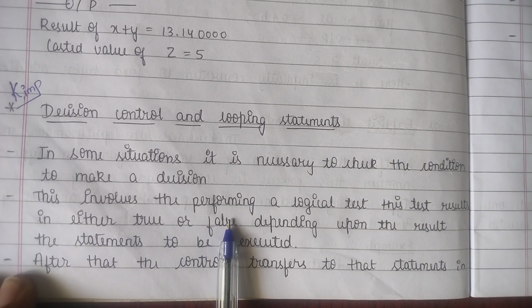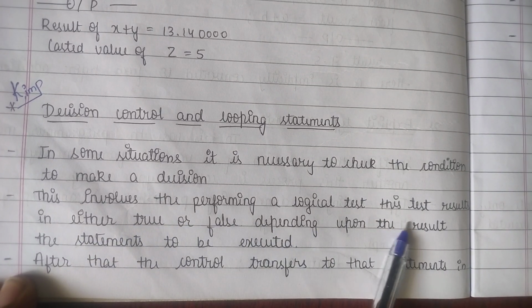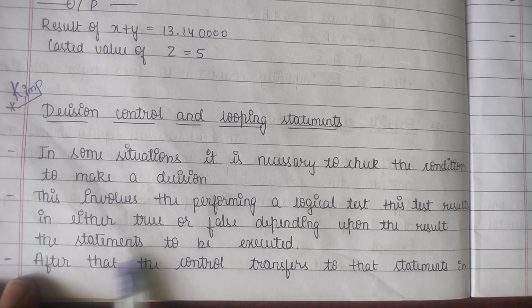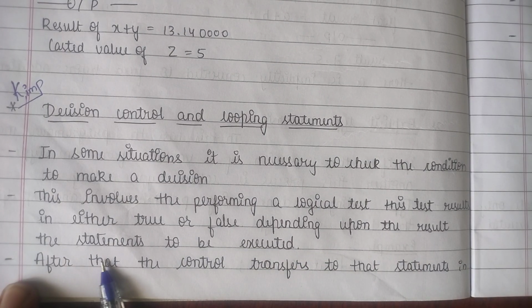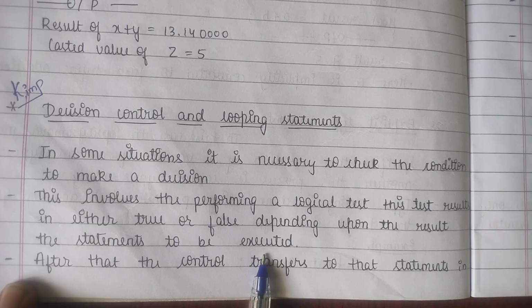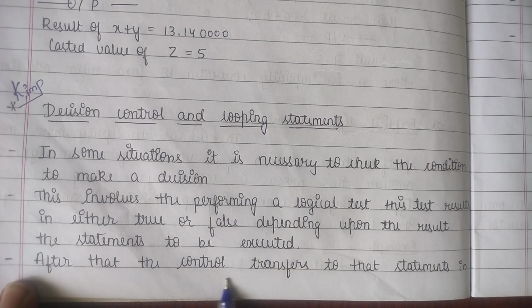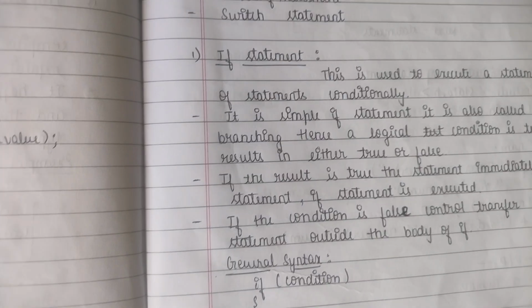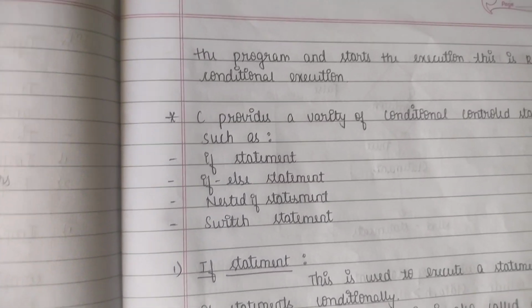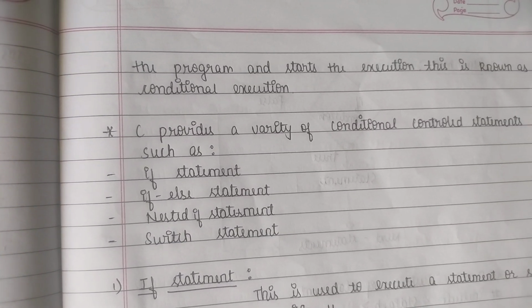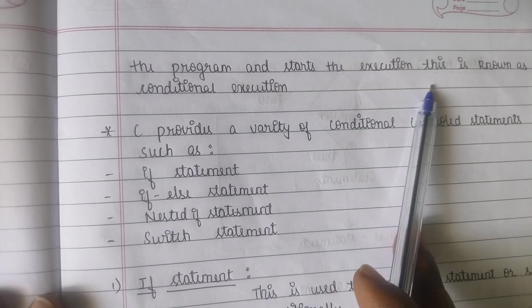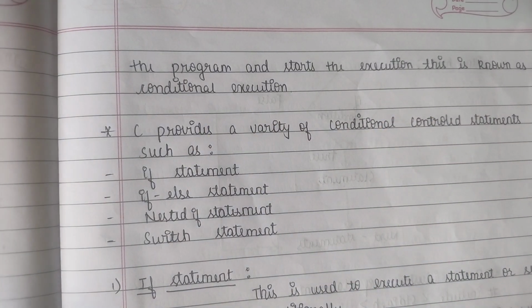This involves performing a logical test. This test results in either true or false, and depending upon the result, the statements are executed. After that, the control transfers to the statements and the program starts the execution. This is known as conditional execution.